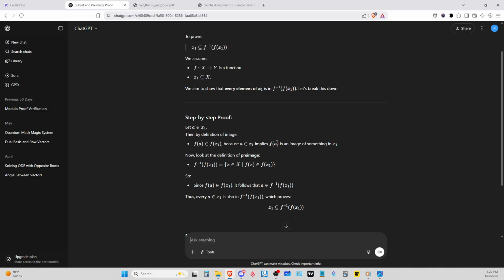Okay, so this is called the image. Okay, so the pre-image is obviously the inverse. Okay, so it's called the image. I gotta remember that whenever I define it. So now look at the definition of a pre-image.